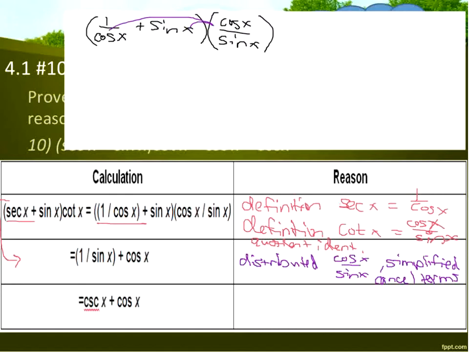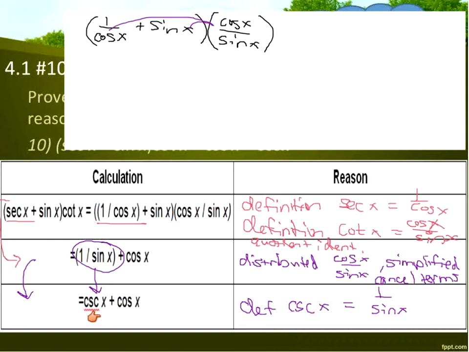And then lastly, how did they go from this step down to the last step? Well, 1 over sine is the same as cosecant. Why am I allowed to say that? Because it's the definition of cosecant equals 1 over sine. So sometimes I'm going to give you the left side and ask you to fill in the right. Sometimes I'm going to give you the right and ask you to fill in the left. And sometimes they don't give you either one. So let's do one where they don't give us either one.